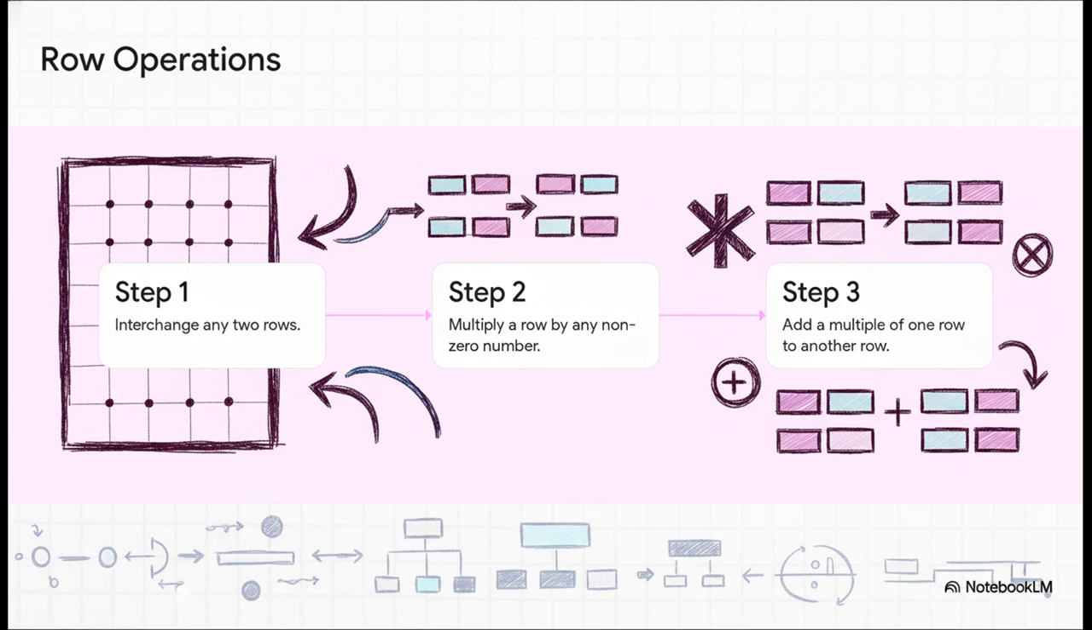Now, these might seem kind of random, but here's the secret. This is just basic algebra in disguise. Swapping 2 rows, that's just like writing your equations down in a different order. And the other 2 moves, that's the same thing as multiplying an equation by a number or adding 2 equations together. Stuff you've been doing for years. We're just doing it in a super organized way now.